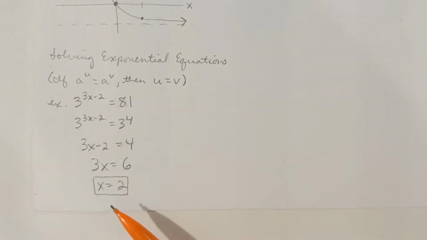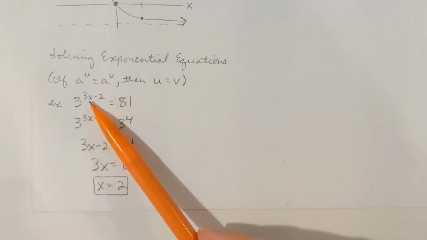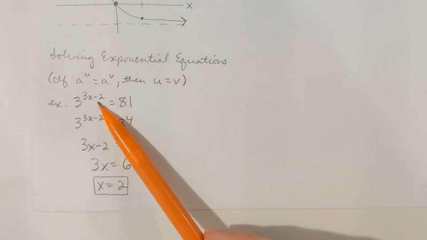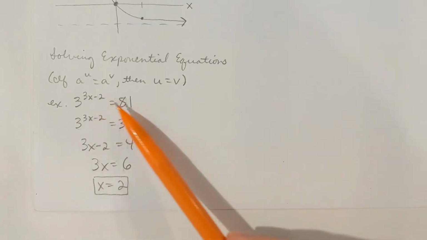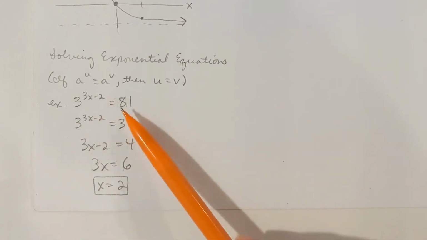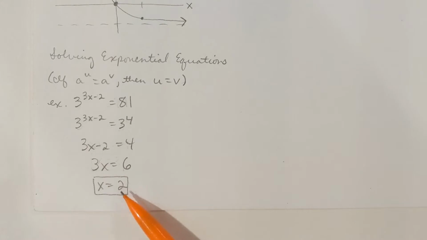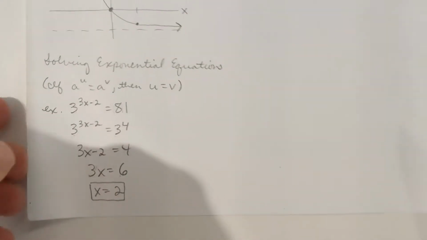Now, like any other equation, you can check your answer if you want. If you're comfortable with the algebra, though, there's no reason to do that for these equations. You won't have extraneous solutions. If x is 2, let me just quickly check. 3 times 2 is 6, minus 2 is 4. 3 to the 4th, yeah, that's 81, right? Because I had to use that rule there in the process of solving. So x equals 2 is correct.